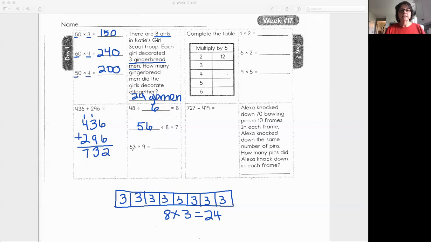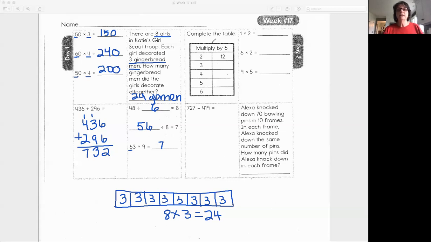And then last, 63 divided by 9, my unknown factor is 7. I could skip count by 9s. I also know that I can just add one more to the digit in the tens place, and I'll find my unknown factor. Okay, very good. Hopefully you understood all those. Now we're going to go to day 2.